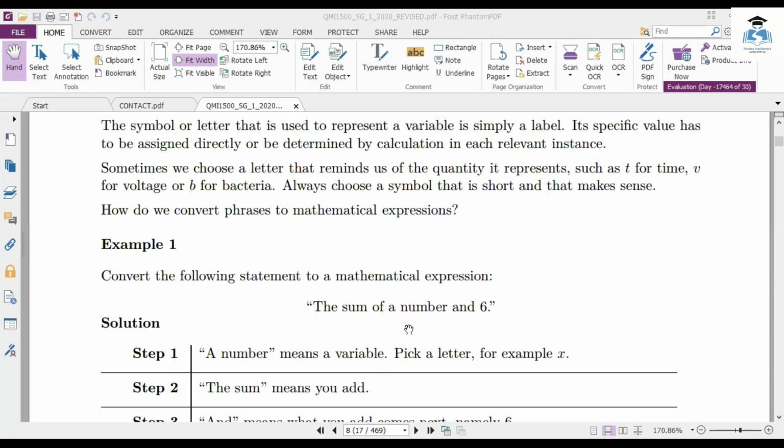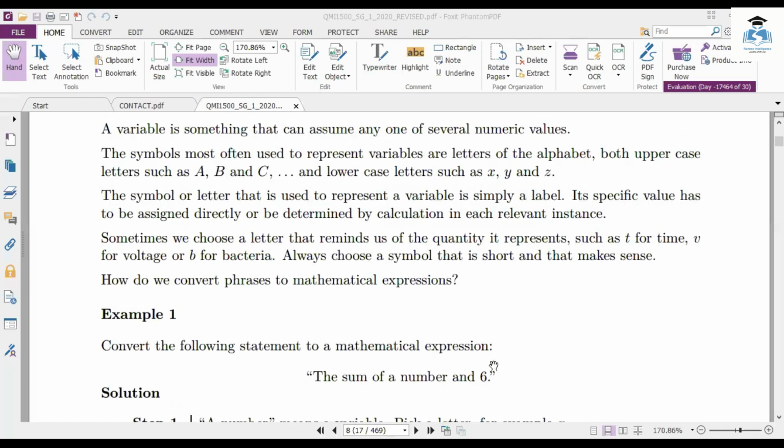So sometimes they say the sum of a number and 6. If you are to write this expression, you take note that sum means add. Of a number means we don't know the number, so we represent the number by x, and 6. So we are saying any number and 6, the sum of those. In other words, we are simply saying x plus 6. That's what they are saying here. Okay, let's just move on.